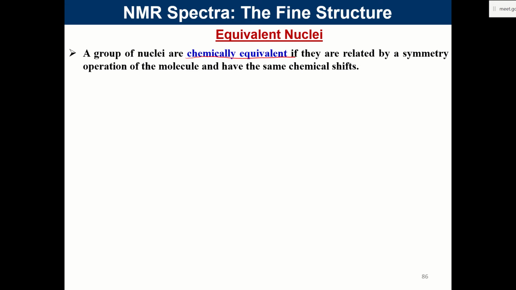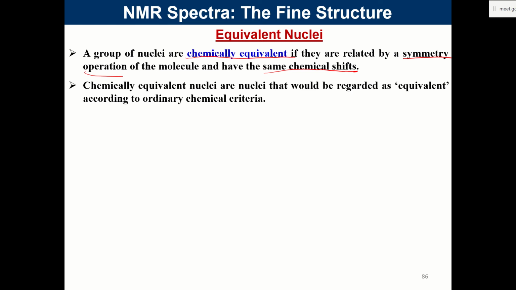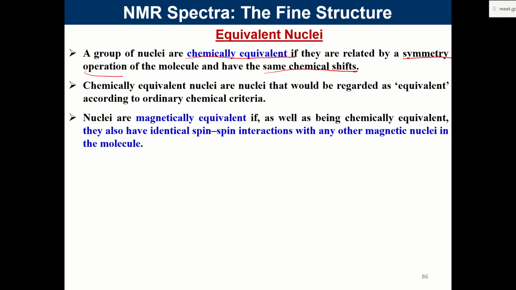Chemically equivalent means the nature of bonding is the same. They have the same symmetry operations, symmetry can be applied, and they have the same chemical shift values. A group of nuclei is called chemically equivalent if they are related by a symmetry operation and have the same chemical shift, and that also means they would undergo the same set of reactions. Reactivity would also be the same. So that is what we mean by saying the ordinary chemical criteria can be applied, and they would behave exactly the same way.